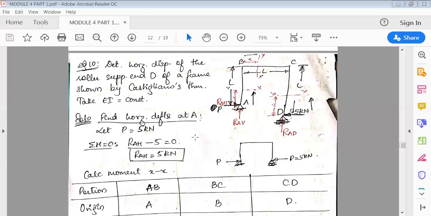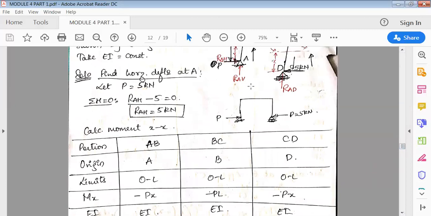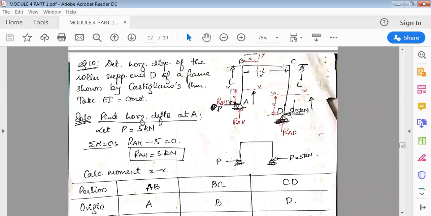Then next, to calculate the moment at different ends, you have to cut all the three sections, that is A, B; B, C; and C, D. You have to cut all the sections and find the moments. First portion AB, second portion BC, third portion CD. We'll always start in a clockwise direction. So AB, BC, and CD.